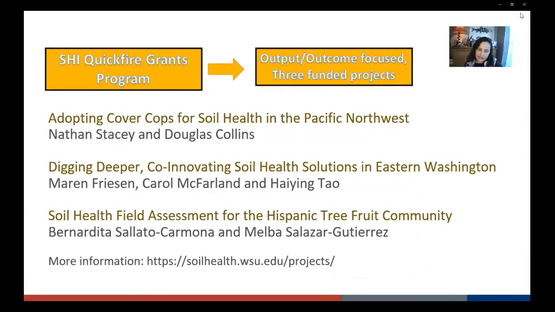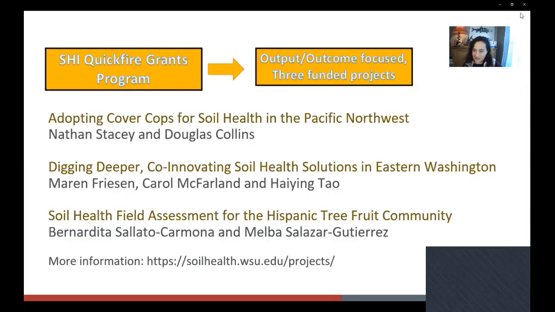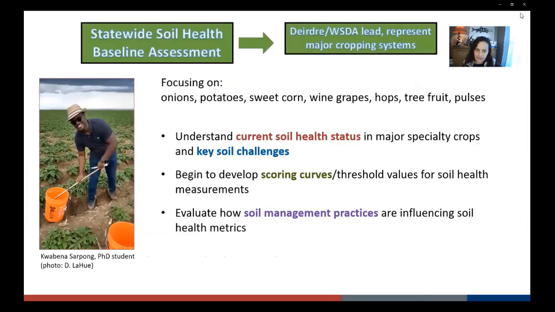The next effort I wanted to talk about is this Quick Fire Grants program. The idea here was to get some money towards some outcome-focused projects. These are the 3 projects that were funded in late 2019 and are at varying stages of completion. There's more information on these projects at the soilhealth.wsu.edu website, where you can keep tabs on what's happening with them.